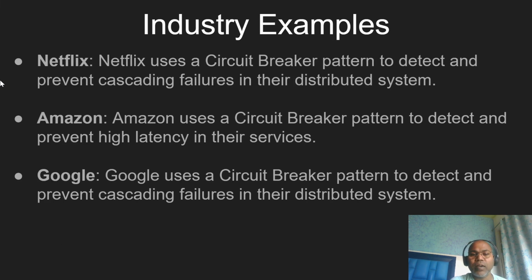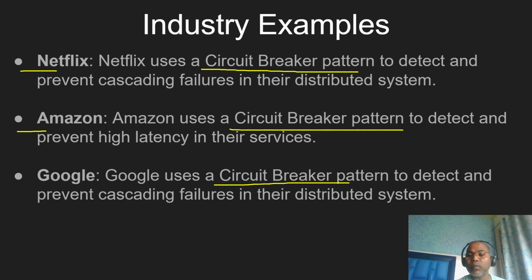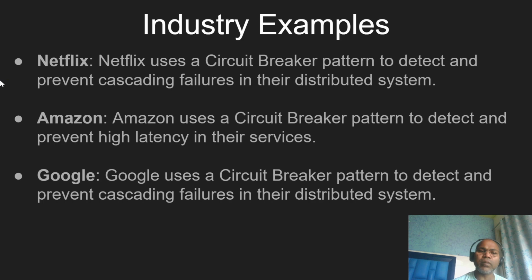And even these kinds of systems, mostly all the famous distributed systems have already implemented. Talk about Netflix: it already uses the circuit breaker pattern to detect and prevent cascading failure in the system. Amazon already uses the circuit breaker pattern to detect and prevent high latency in their services. Google also uses the circuit breaker pattern to detect and prevent cascading failure in distributed systems. So all the big players in the tech industry, Google, Microsoft, have already implemented the circuit breaker pattern.